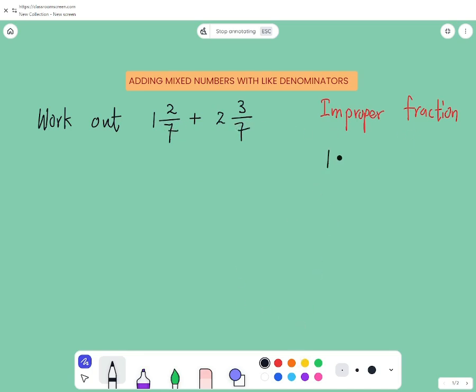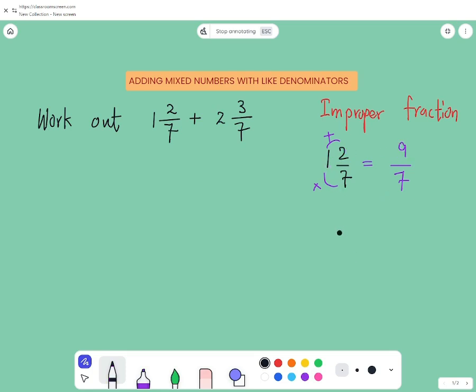First one, 1 2/7. So how do you convert that one to improper? The denominator doesn't change. Numerator: 7 times 1 add 2. 7 times 1 is 7, add 2, that is 9.